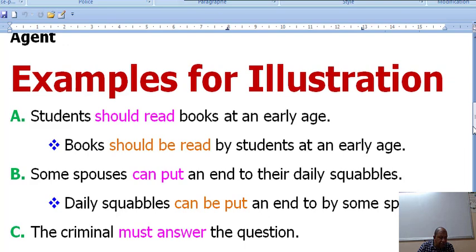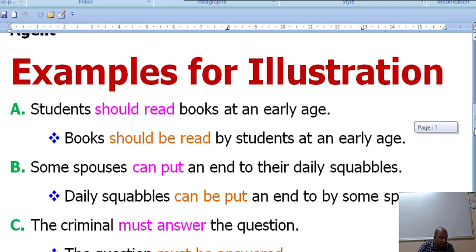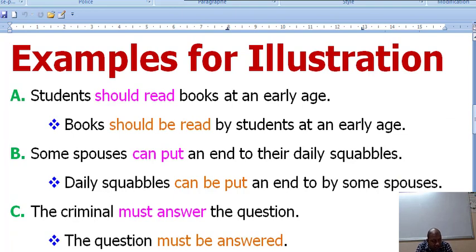Let's focus on some exercises, or let's call them just examples, in order to illustrate well the two structural rules related to them. Number one, students should read books at an early age. We begin with the complement, books. We put the modal should. Read, it is in the infinitive. We give it to the verb to be, and that one becomes past participle. So the rule that I have explained, this is the rule that you find here.